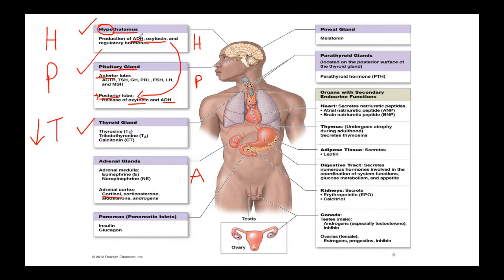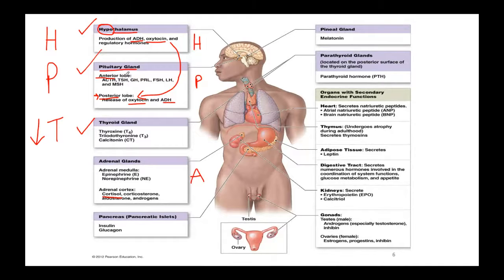Okay, so that's the hypothalamus. It does produce antidiuretic hormone and oxytocin. It stores it in the posterior lobe of the pituitary. There's an anterior and a posterior lobe. The other name for anterior lobe is called adenohypophysis. And the other name for posterior lobe is called the neurohypophysis.